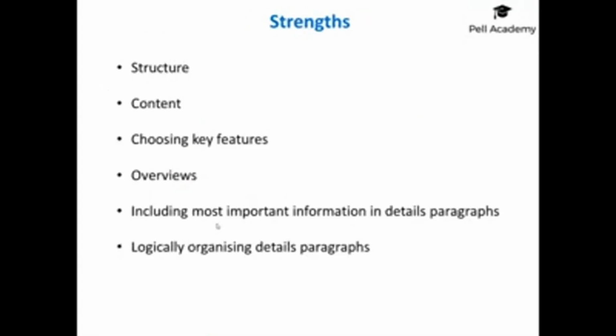That's all. Strengths then: structure and content were all spot on, and choosing the key features. I thought this would be a bit more challenging for you, but your key features in your overview, and the way you used them to organize your details paragraphs and everything, were spot on. Pretty much exactly the way I would have done it. You also included the most important information in the details paragraphs. So pretty much everyone who answered the question did a good job of all these things.